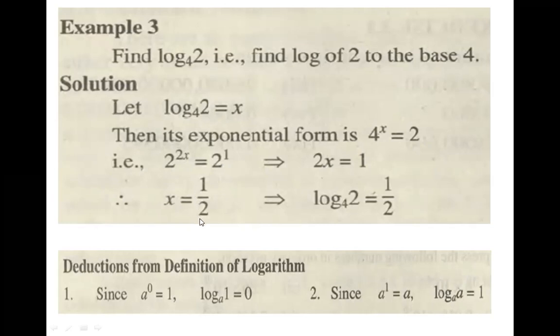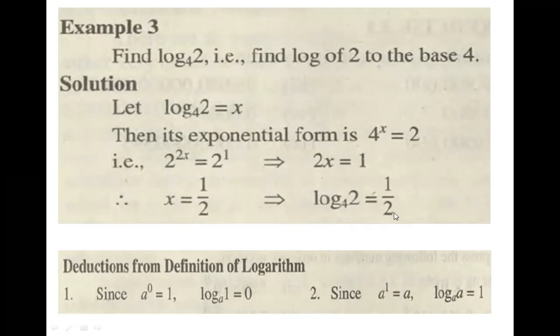As we wrote that x is equals to log of 2 to the base 4, and now the value of x is equals to 1 over 2, it means that log of 2 to the base 4 is equals to 1 over 2.